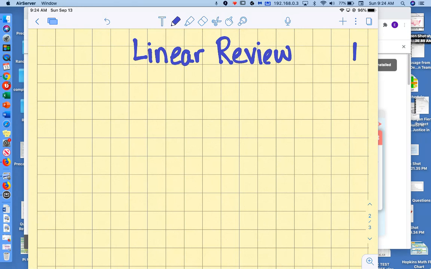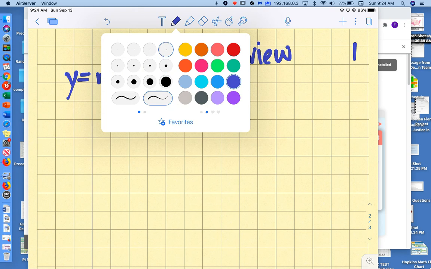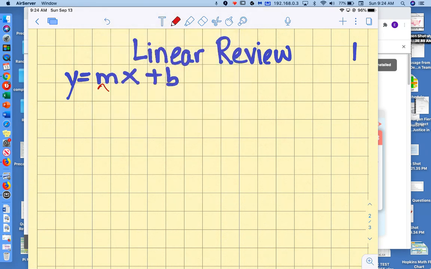So the first thing we're going to review are lines. Everything we know about lines. We know lines are in the form y equals mx plus b. If you remember this, m is our slope, and b is our y-intercept.